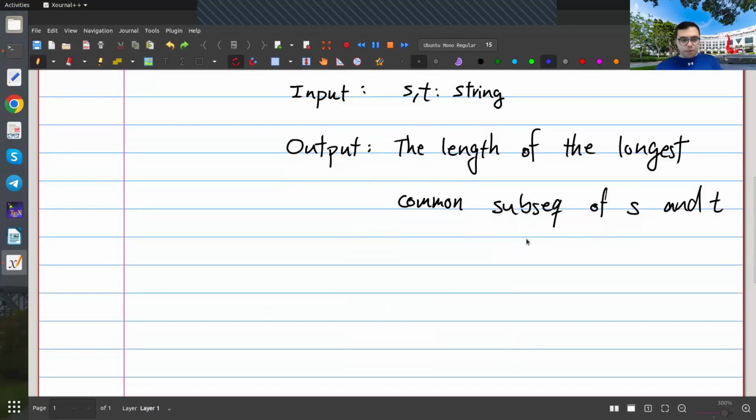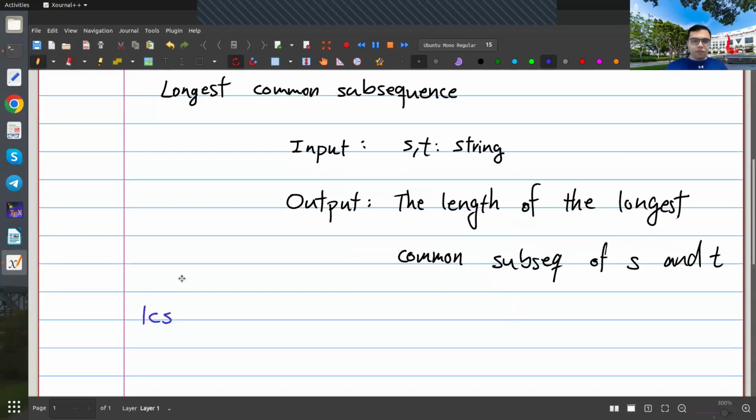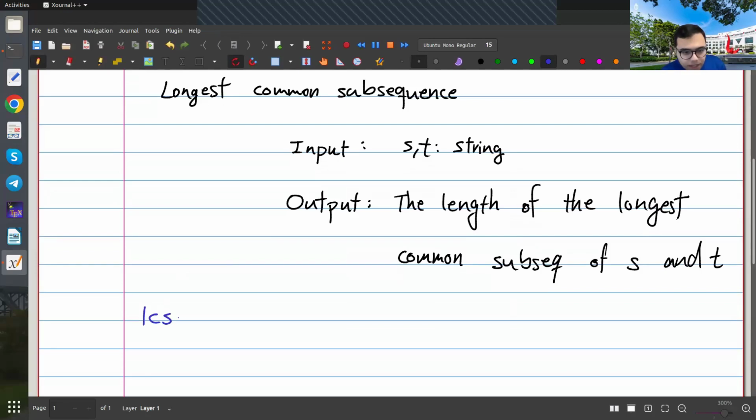So here's the subproblem that I want to define. I'm going to call it LCS, for longest common subsequence. Let me write it like that. And I'm going to have two parameters, I and J. And basically, I'm going to say this is the longest common subsequence if I can only use the first I characters of my first string S and only the first J characters of the second string T.